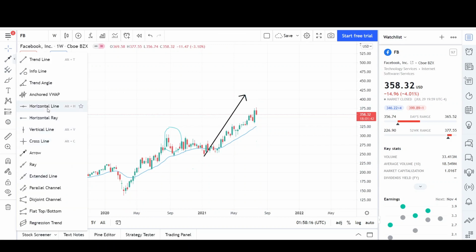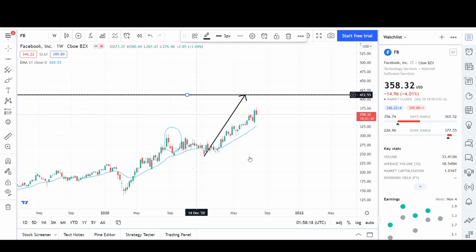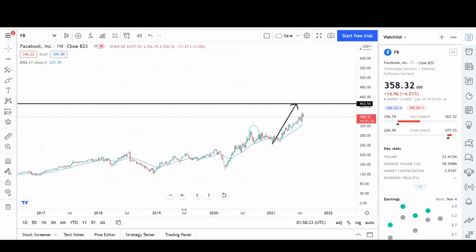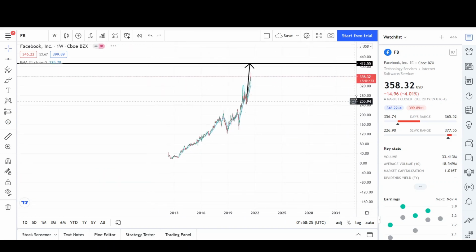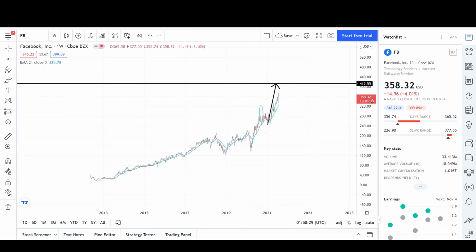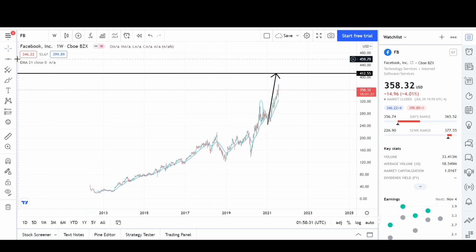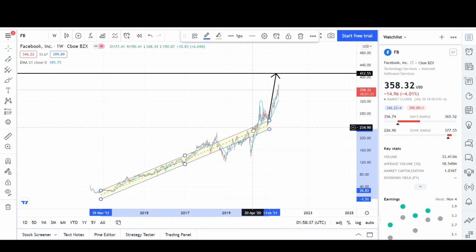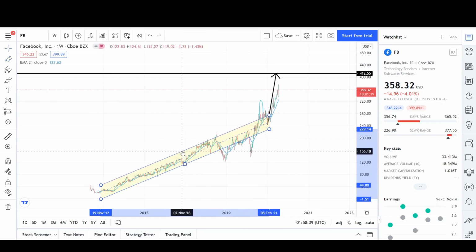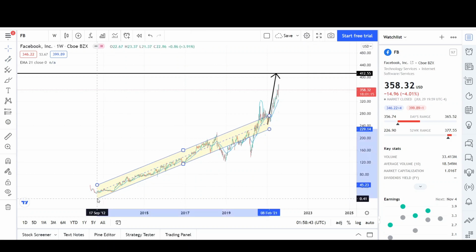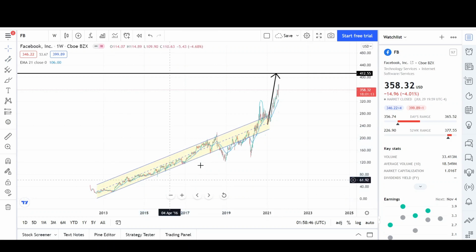And I'm going to put a horizontal line. There you go. And previously, Facebook was, let me zoom in a little bit, in this channel right here. That channel fits really nicely. It's probably a little more than that. I think that's the highs right there. These are the lows right there.